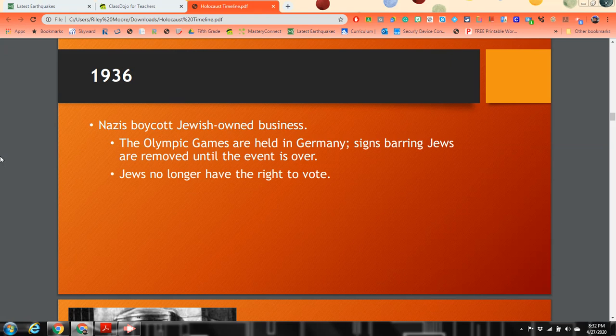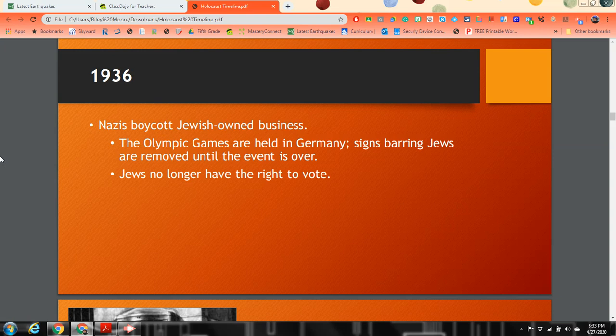That only stayed like that while the Olympics were going on. Nothing after the Olympics left, everything went back to normal. Also in 1936, Hitler took the Jewish people's right to vote away from them. And why he did this is because when you do not have the right to vote, you cannot give an opinion on what you think needs to happen. When you're given the right to vote, you are given the right to make change, if possible.